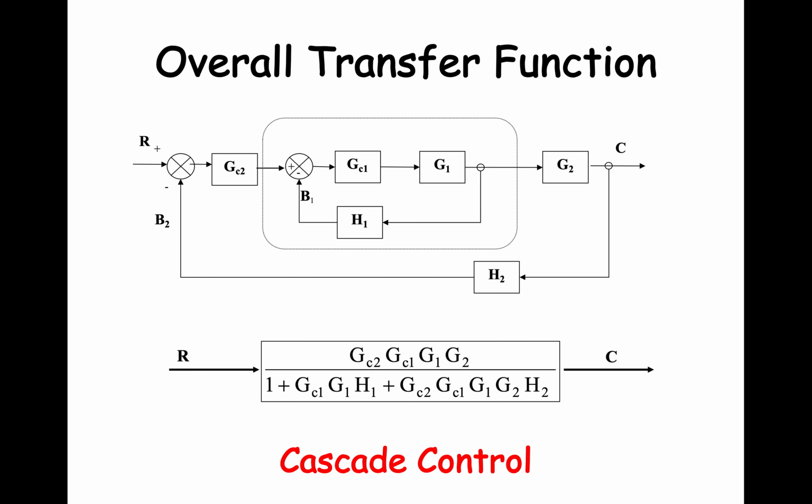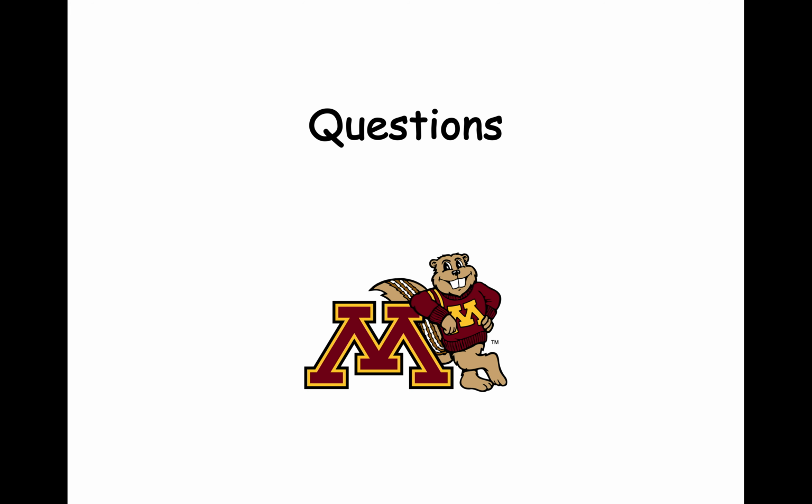This slide compares the initial block diagram and the overall transfer function for the feedback plus cascade control system. This brings us to the end of the Lecture 18 Section 1 video. Write down any questions you have and bring them up in class or lab.